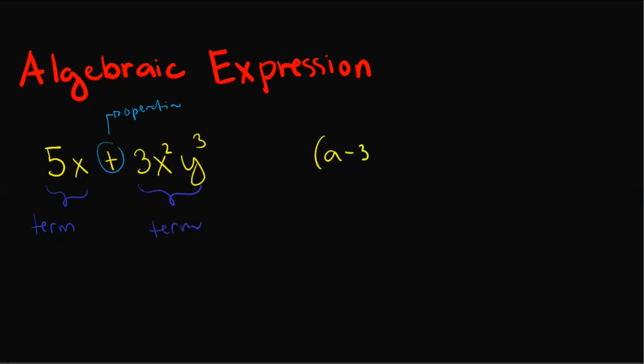a minus 3 times b minus 1. So for this one, this first is our term 1. This second is our term 2. And although there isn't an operation, we can assume that there is a multiplication operation out here. And this one is our operation for this one.